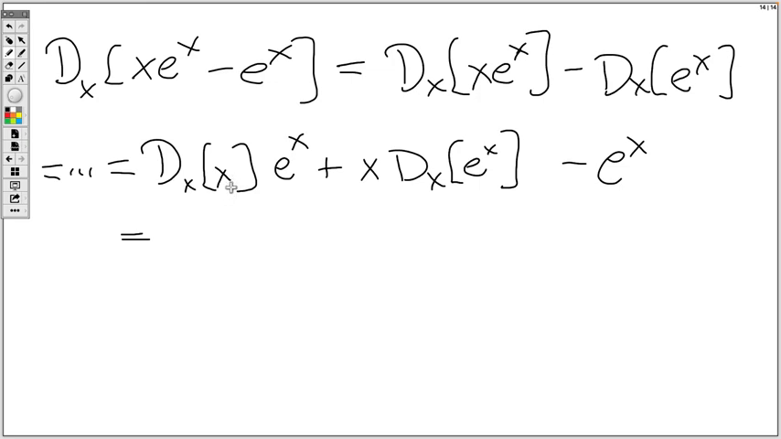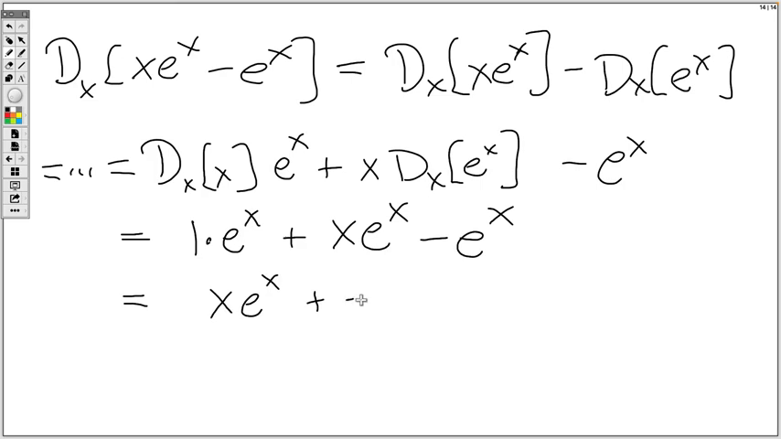What's the derivative of x with respect to x? 1. Derivative of e to the x with respect to x? E to the x. So I have x e to the x plus e to the x minus e to the x. So what happens here? They just cancel out, and I'm left with x e to the x. Make sense or not, folks?